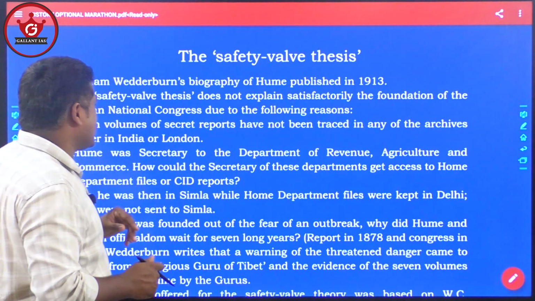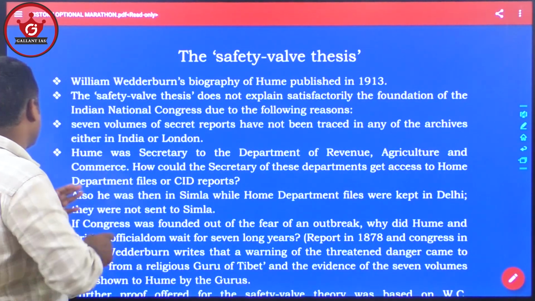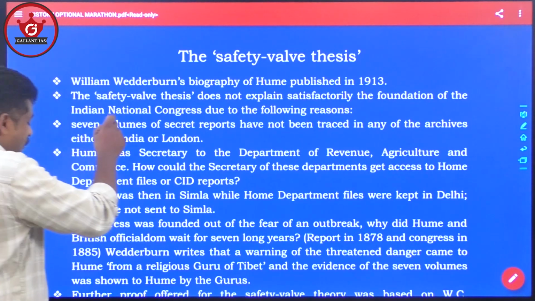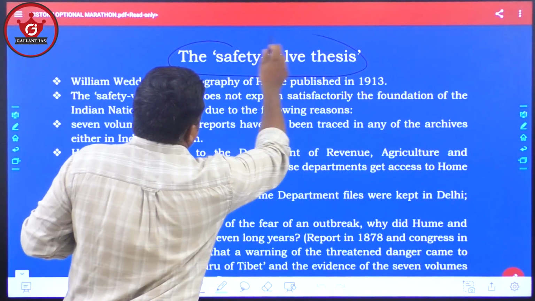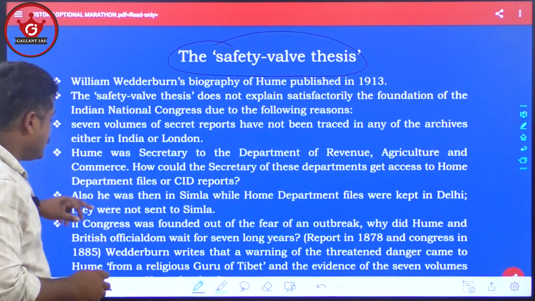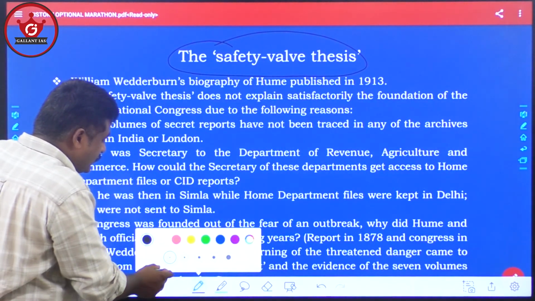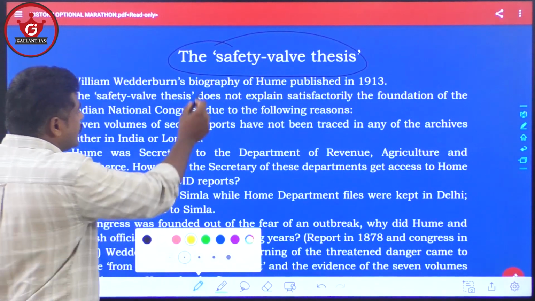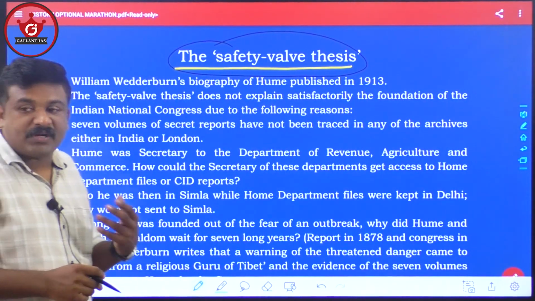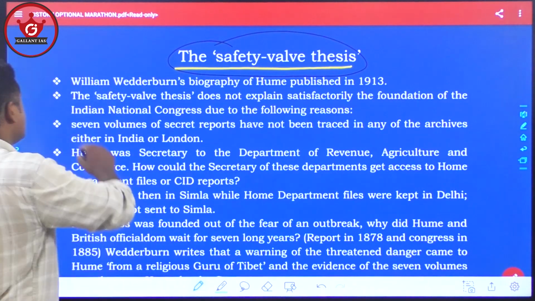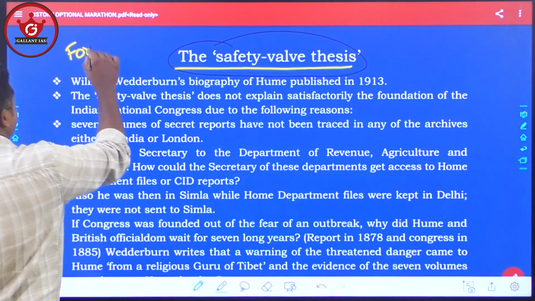So there is a question. There is not a single question, there are lots of questions which are around this safety valve theory or safety valve thesis. This safety valve thesis is associated with what? Yes, this is related to the formation of INC.